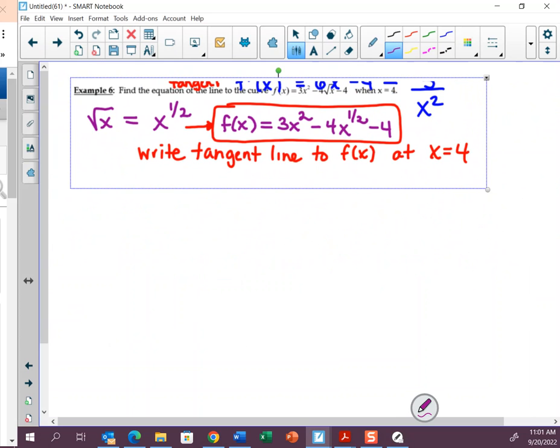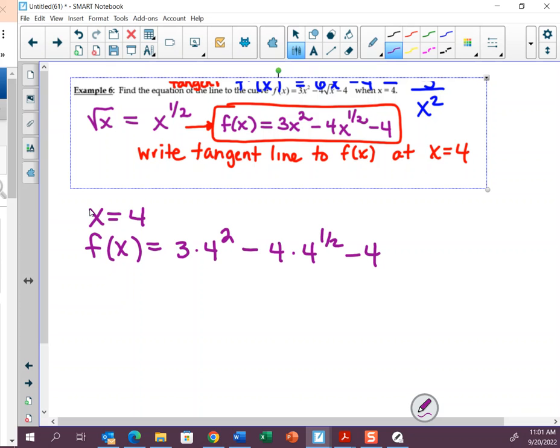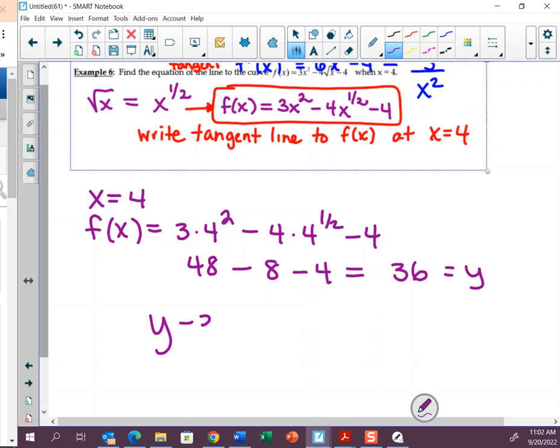Alright, so let's do the non-calculus first. When x is 4, f of x is 3 times 4 squared minus 4 times 4 to the 1/2 minus 4. So how about 48 minus 8 minus 4, 36 for our y. So my line, y minus 36, something times x minus 4. Okay.